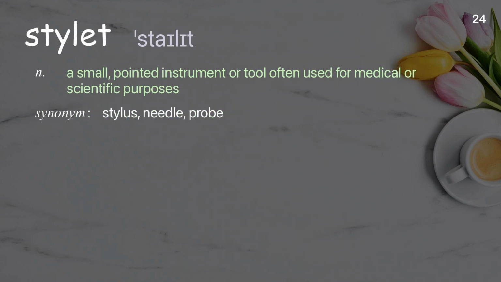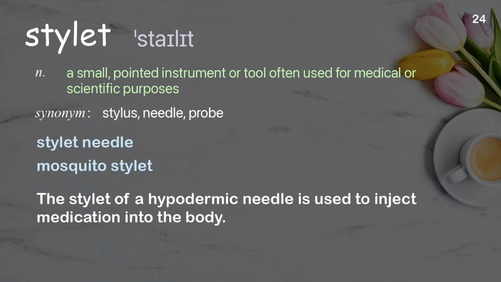Stylet. A small, pointed instrument or tool often used for medical or scientific purposes. Examples: Stylet needle. Mosquito stylet. The stylet of a hypodermic needle is used to inject medication into the body.